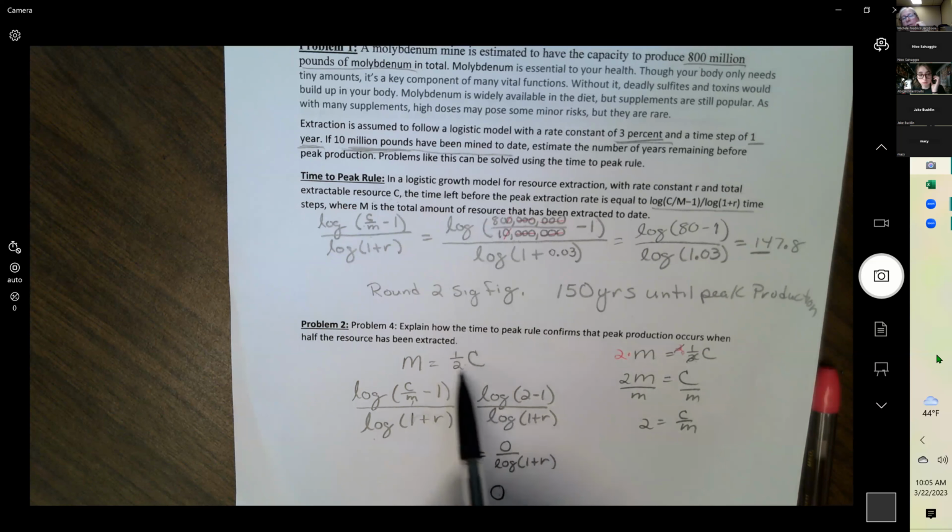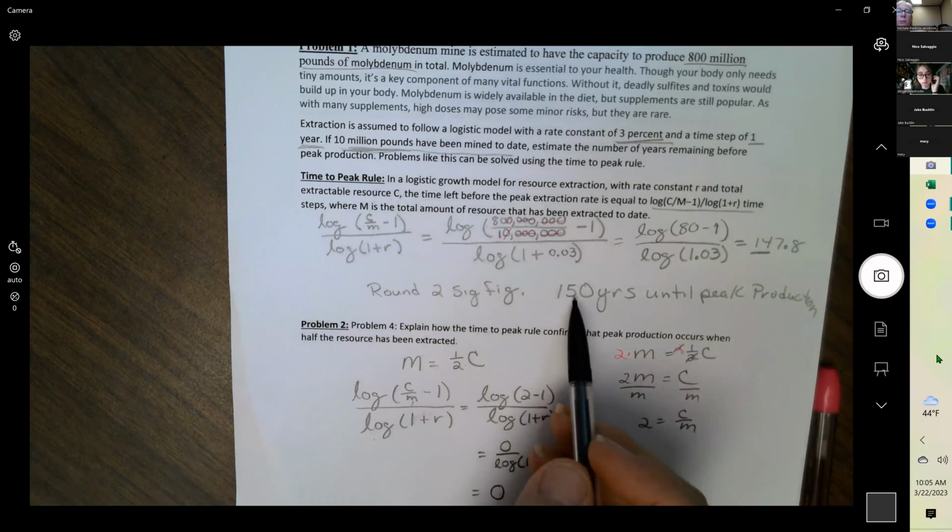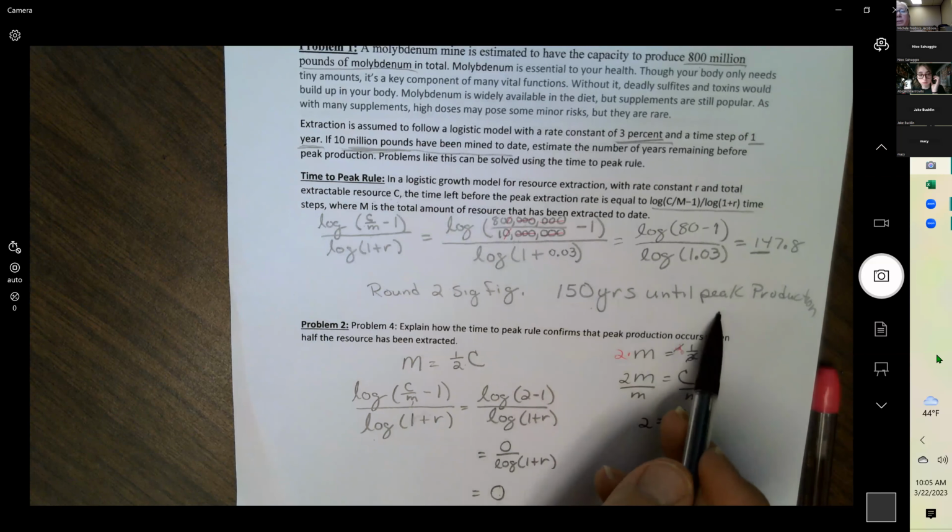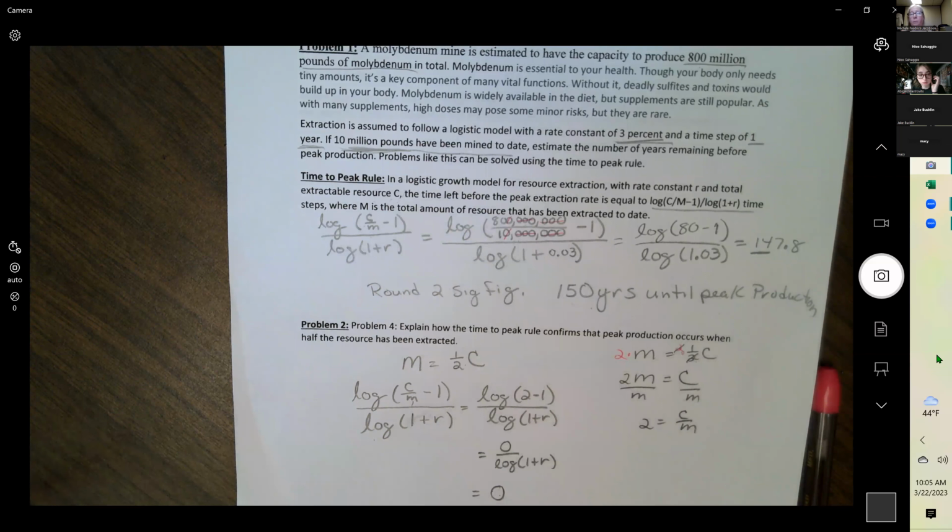So if there was 500,000, then half of that, 250,000. When we've mined that much of it, we're at our peak. So that 0 doesn't mean you're done. It means that you reach the peak. You're already at the peak. This one was telling you when you would get there, it was 150 years before we'd hit our peak production. And peak production is when half of the resources or whatever you're mining is gone.